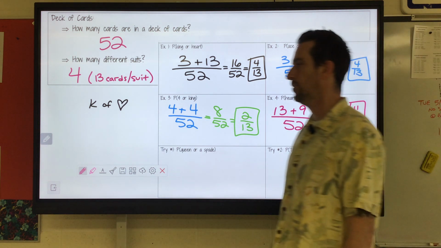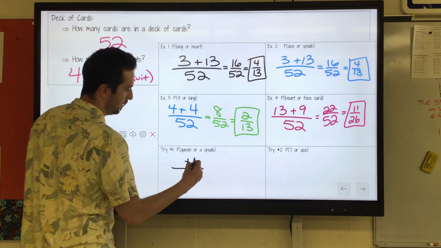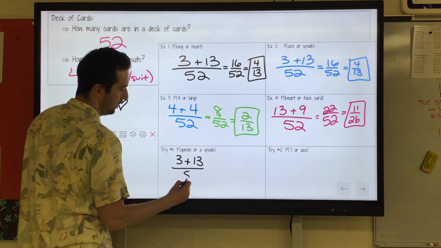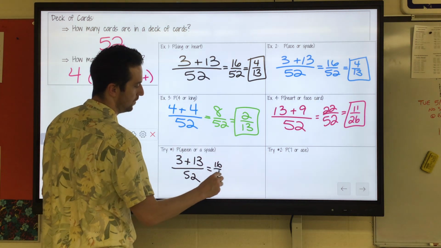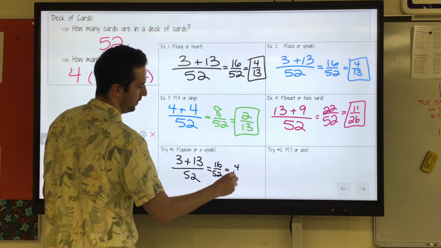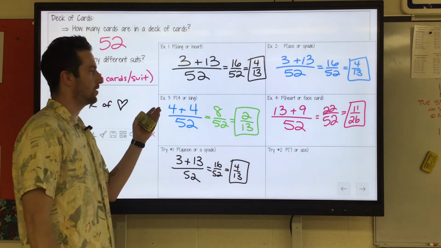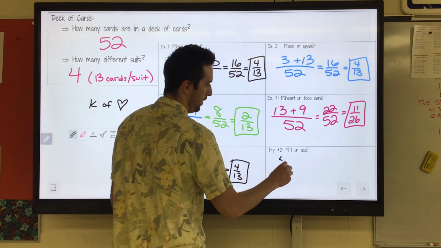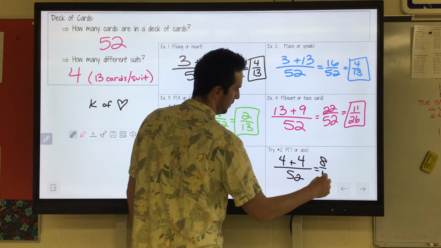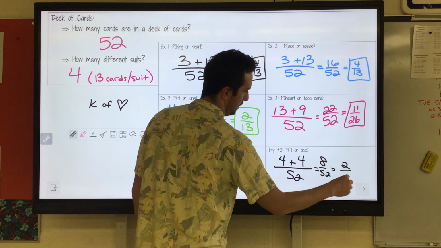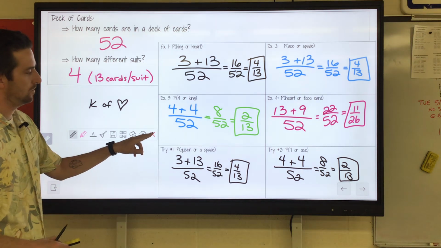All right, there's a couple for you to try. We're just going to do them right now. Queen or a spade. There's 13 spades. There are 3 other queens. This is the exact same as 1 and 2. It comes out to 16 over 52, which is 4/13. And a 7 or an ace, it's just going to be like example 3. There's 4 7s. There are 4 aces. 8 52nds. Comes out to 2/13. Great, fun. We're having a blast, folks.